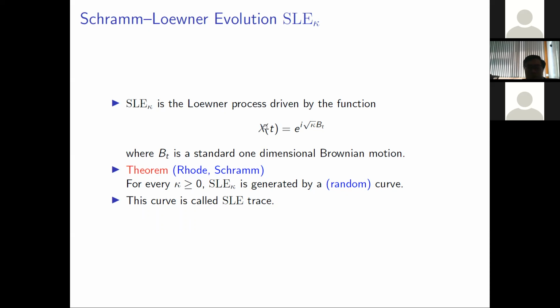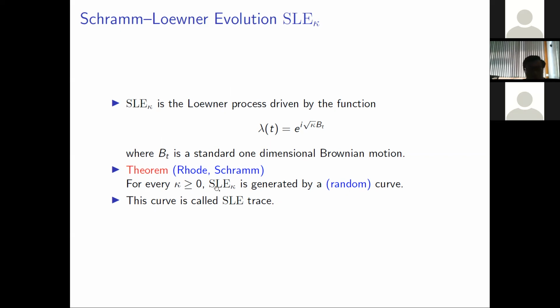Now the driving function is a stochastic process: a Brownian motion on the unit circle. This setup was done by Oded Schramm in 1999, when he considered the scaling limits of Loewner's work. After that, this stochastic process has been studied by many physicists and mathematicians due to its applications in statistical mechanics.